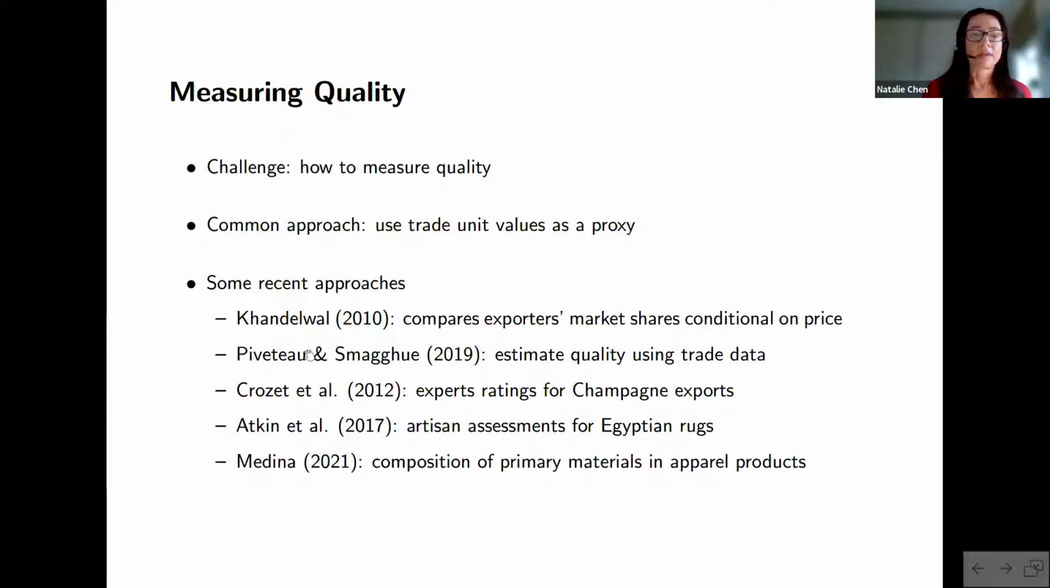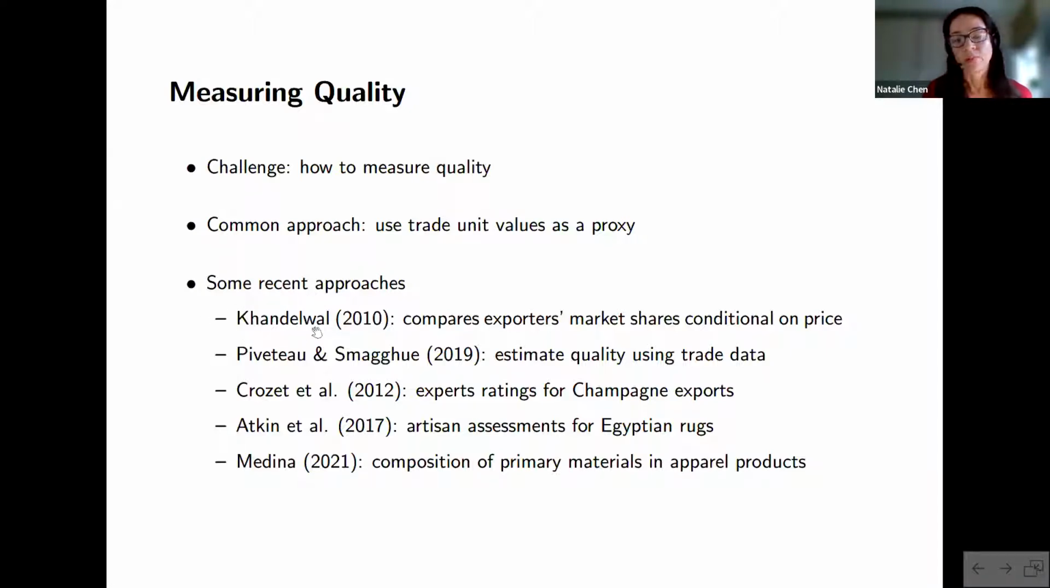The challenge, however, in that literature for empirical analysis is how to measure quality in the data. A common approach that has been used is to use trade unit values or trade prices as a proxy for quality, under the assumption that more expensive goods tend to have a higher quality. However, this approach is problematic if the objective is to explain how quality affects trade prices, because you cannot explain trade prices by themselves. So some papers have come up with some new approaches in order to measure quality.